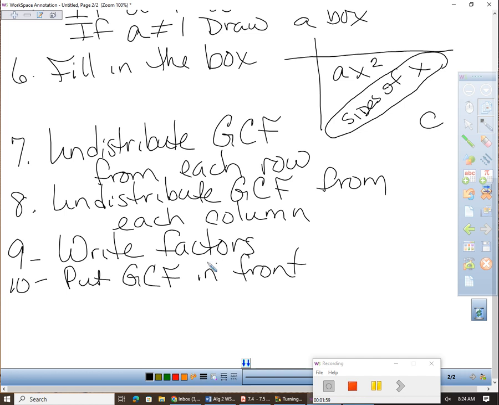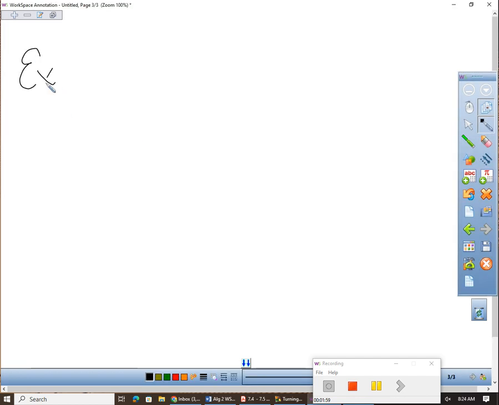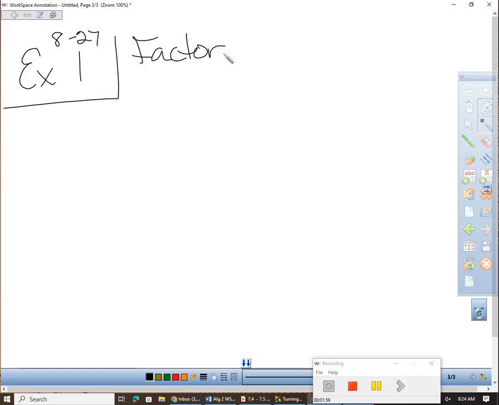Let's start off super easy. Example 1. This is all you are doing for everything, 8 through 27. Factor. And we're going to start off with 3x squared plus 23x plus 14. All right, so first we look to see, is there a greatest common factor? There is not.